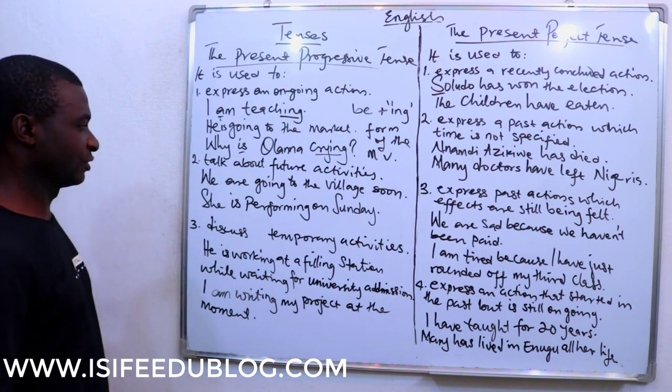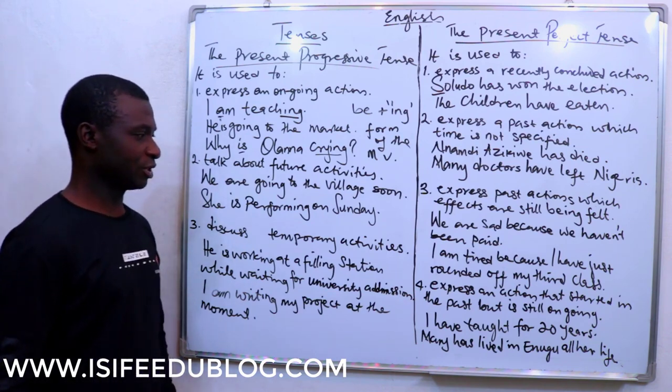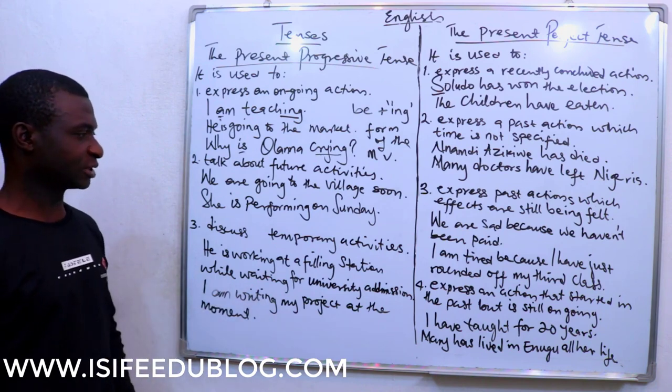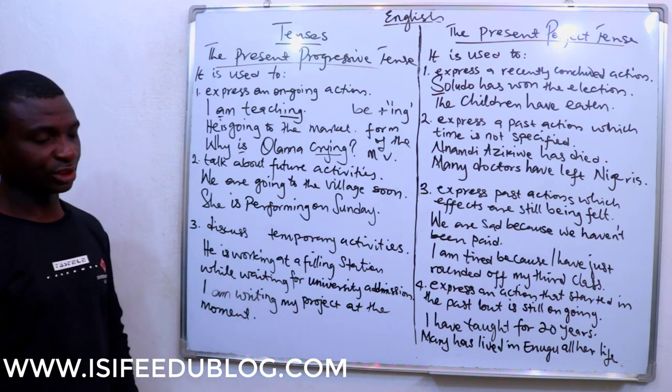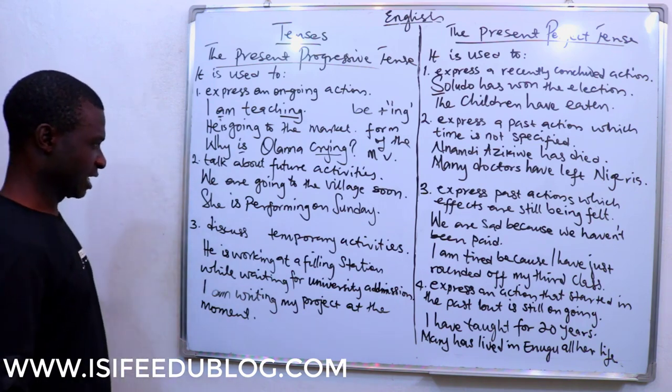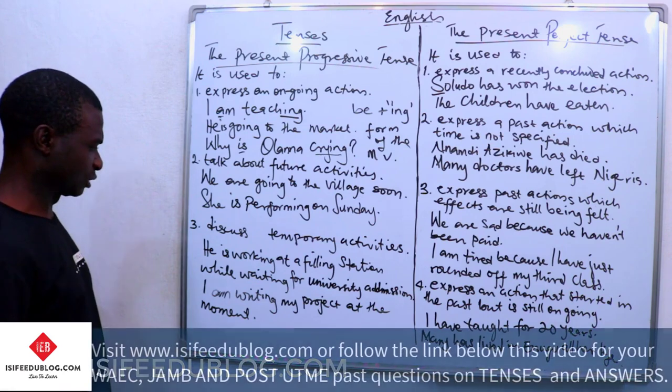We are going to the village soon. That's a typical example. She is performing on Sunday. So these are plans already made, and these actions will take place as expected.